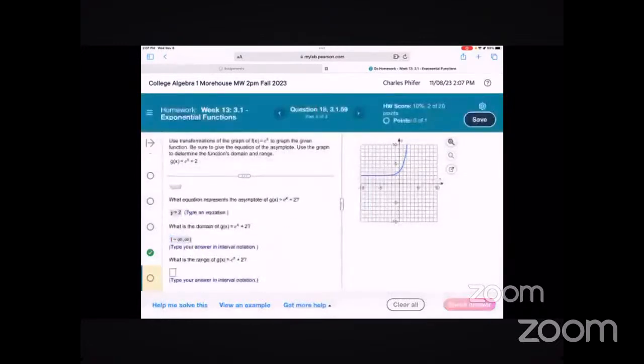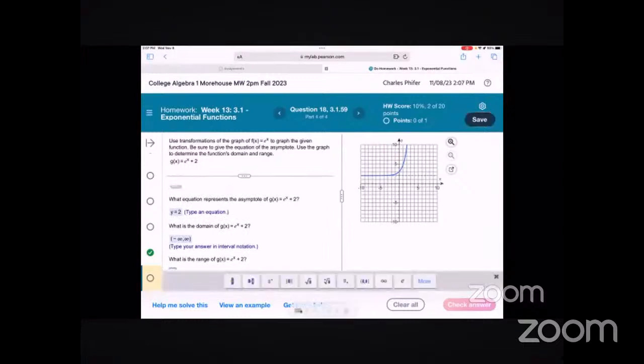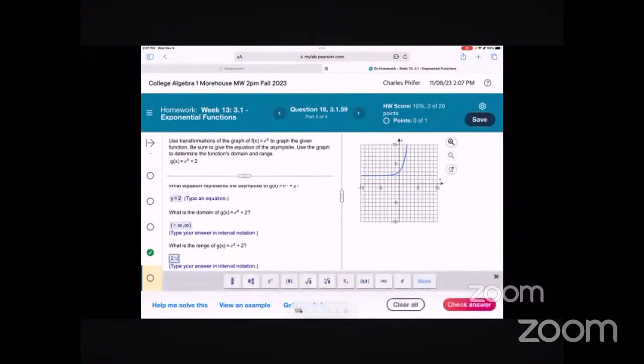And then the range is the very bottom to the very top. Now, generally speaking, it's 0 to infinity, the open interval. But because we moved it up by 2, now it's going to be 2 to infinity, the open interval. So 2 comma infinity. Infinity always gets the parentheses. And because we have a horizontal asymptote at 2, 2 gets a parentheses as well. That's what I mean by the open interval.